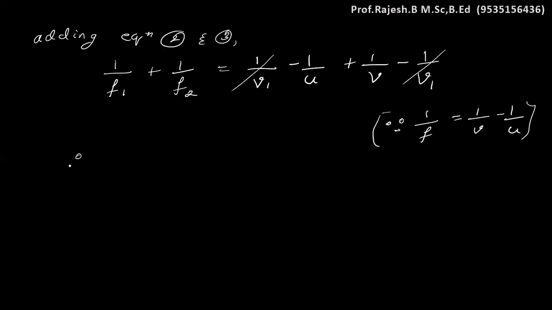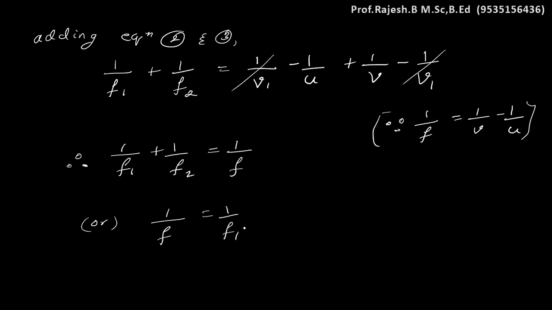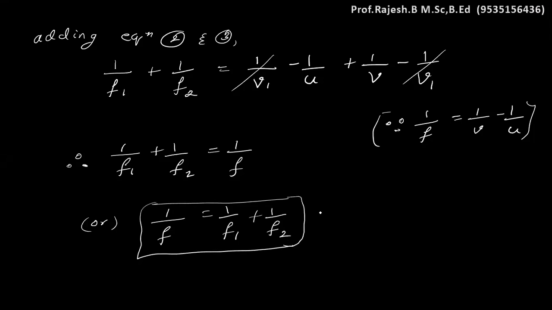Therefore, we can write this as 1 by f1 plus 1 by f2 is equal to 1 by F, where F is called the equivalent focal length. Got it? Right. 1 by F is equal to 1 by F1 plus 1 by F2. And we can put multiple lenses in contact, and it goes on plus 1 by F3 and so on up to 1 by Fn. That F is called the equivalent focal length.